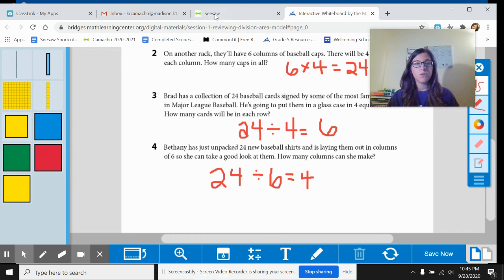Today, you are going to continue doing division problems, and your teacher will explain those to you.